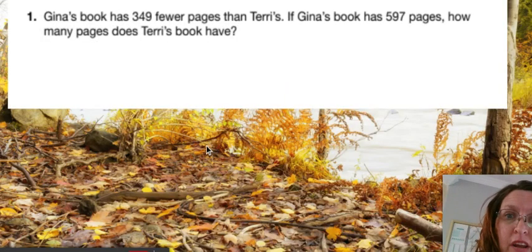Okay, and now we're going to start lesson 2-4. With this one right here, we're going to talk about how to draw a picture and write an equation.